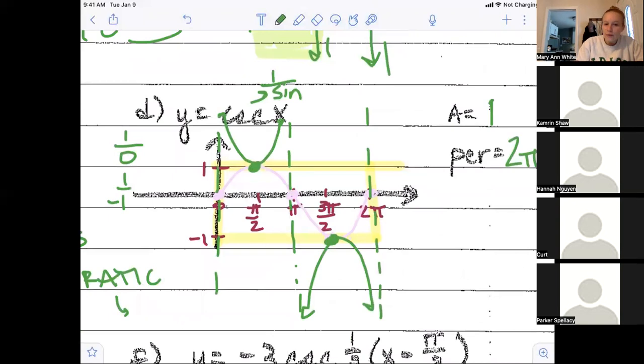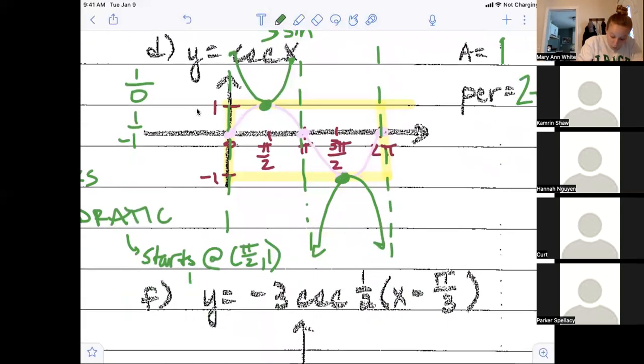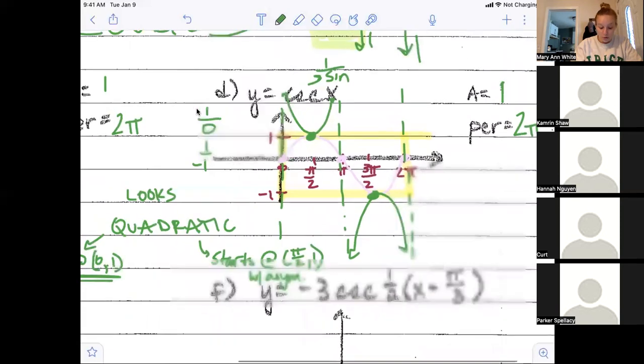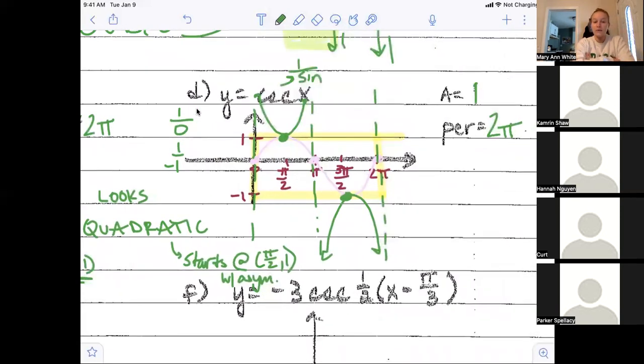So the difference between secant and cosecant is that cosecant's first quadratic point starts at pi over 2, comma 1. If that's not helpful to you, you don't have to know that. I thought that was helpful, and then I wrote it out and thought, that might not be helpful. You maybe think instead that it starts with an asymptote. That might be your thought process. Whatever little cute trick helps you remember the difference between those.